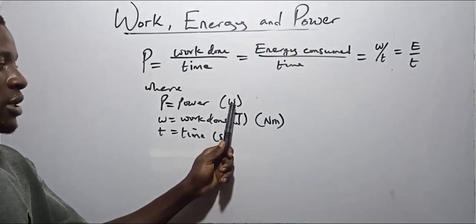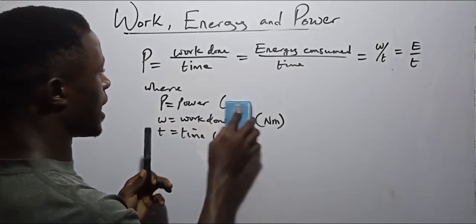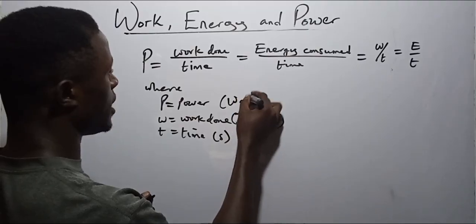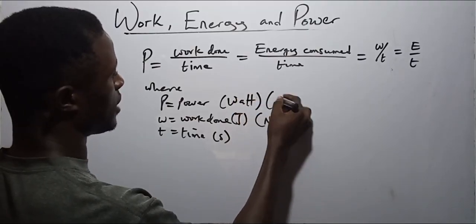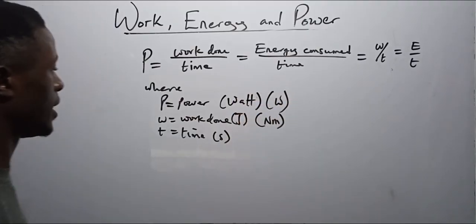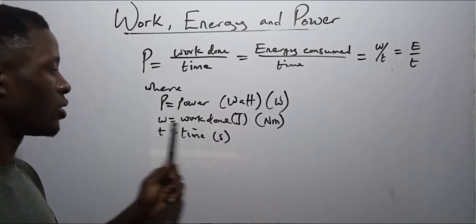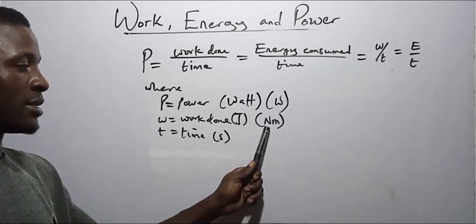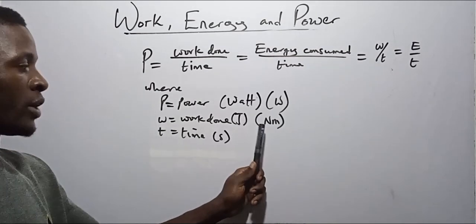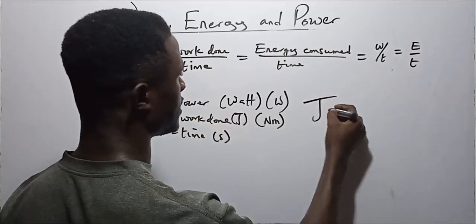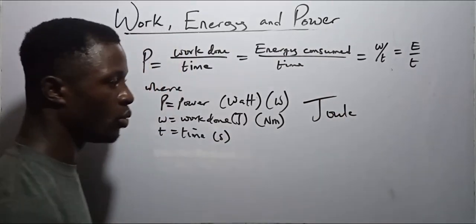Now, your power is measured in watts. Watt is spelled W-A-T-T, and you can write it as just W. And work done is measured in joule, and you can write it as J, which is for joule. Joule is spelled J-O-U-L, joule.